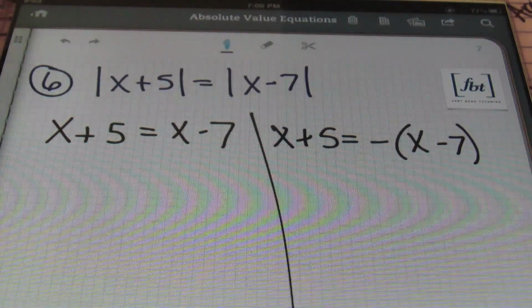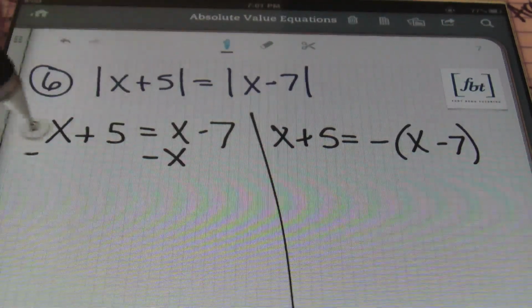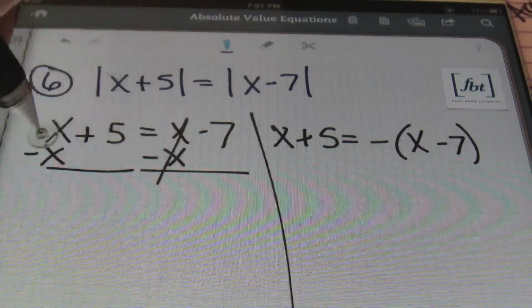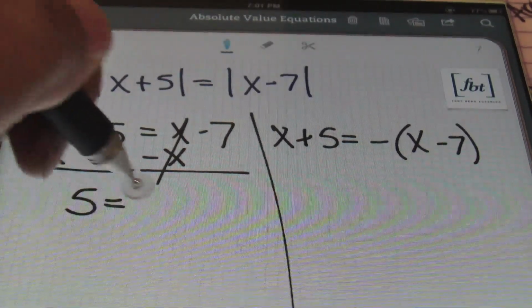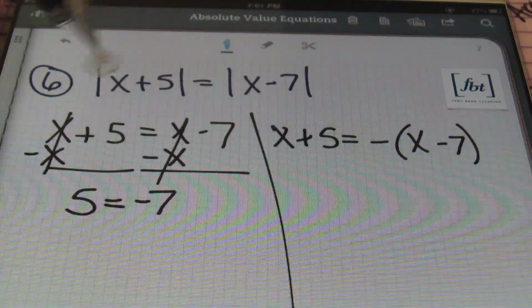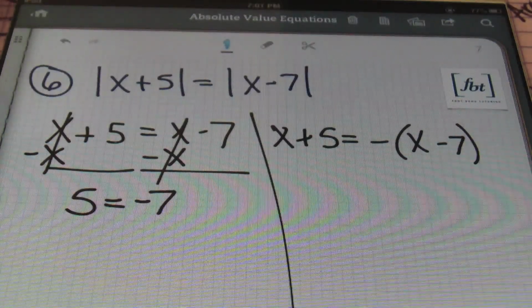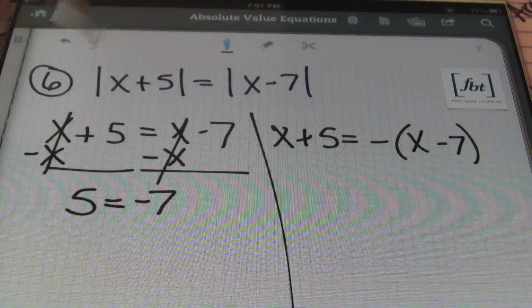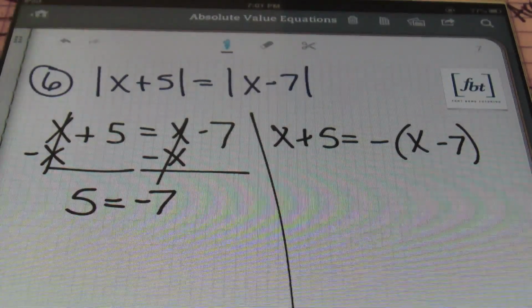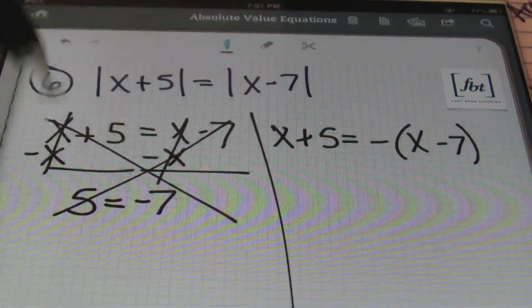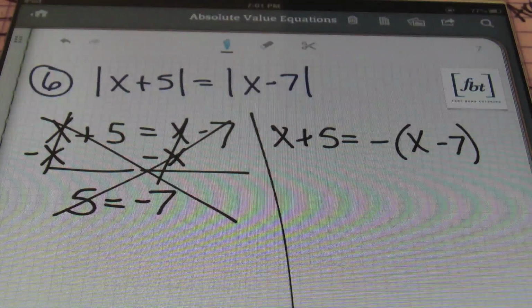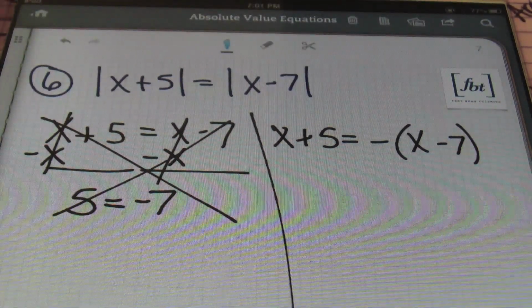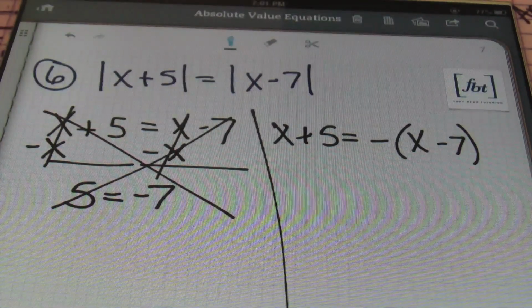When I attempt to solve the first equation, notice that if I subtract x from both sides, the x's cancel out and 5 equals negative 7. Notice that this is a false statement. Well, if it's a false statement, that means that this is not possible. There's no way 5 equals negative 7. So therefore, we can ignore this equation altogether. There's no way that's going to be true. So we'll work on the second equation here.